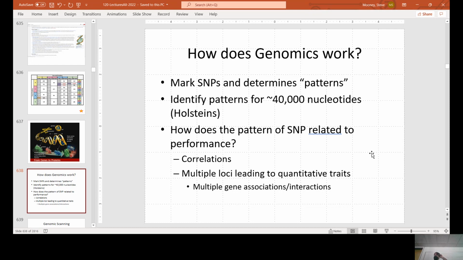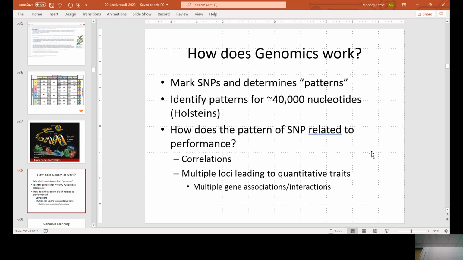So genomics, they mark those SNPs, those places where things are different across a range of cattle. And then you look for patterns. Which animals are higher type? Which animals have higher production? What pattern of variation fits those?